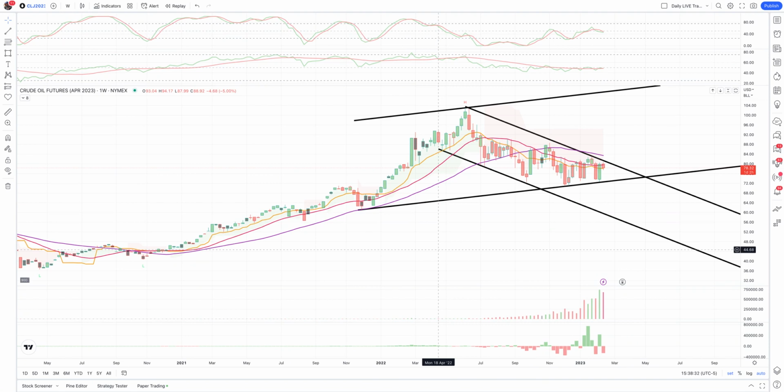Now, I know we're looking very big term here. This is a weekly chart. We're going to dial it in. Don't worry. But we're just trying to capture some major moves here so that we know if price comes near these major moves that it may react again in the future to them.